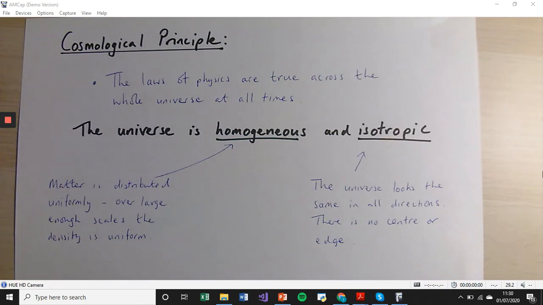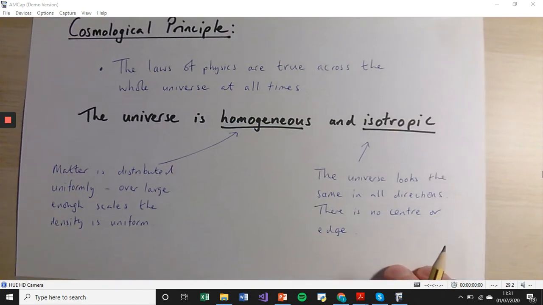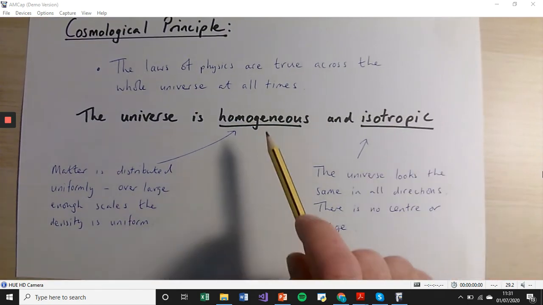So if we're going to send a spaceship to a far-flung corner of space, the same laws of physics apply there as they do here, which is quite a statement to make. But it means our physics is much bigger than it otherwise would have been. And then, sort of connected to that, we make these two assumptions.